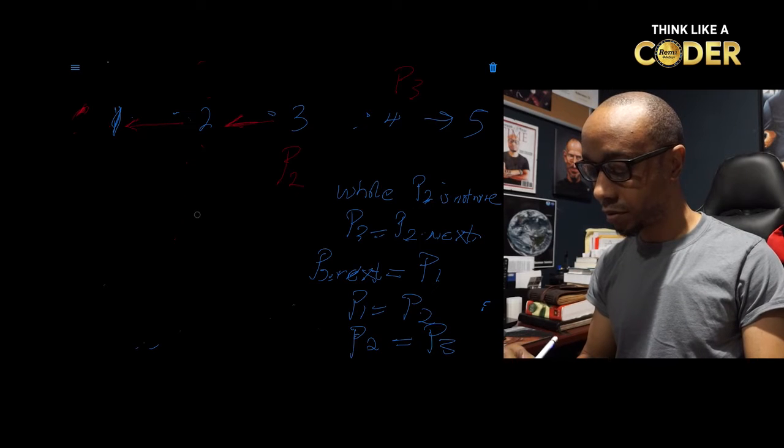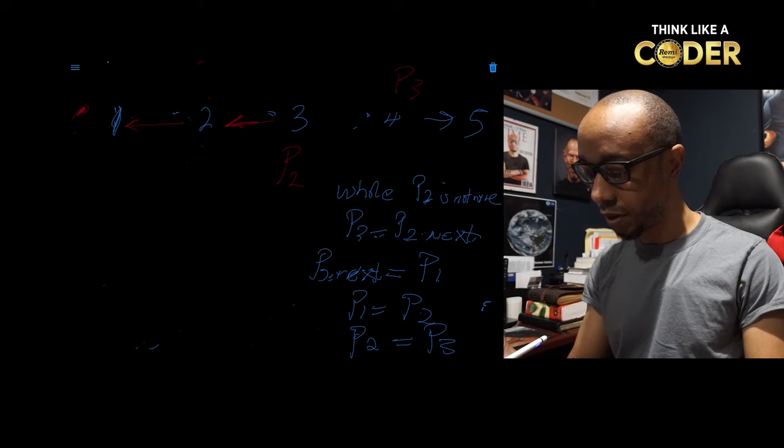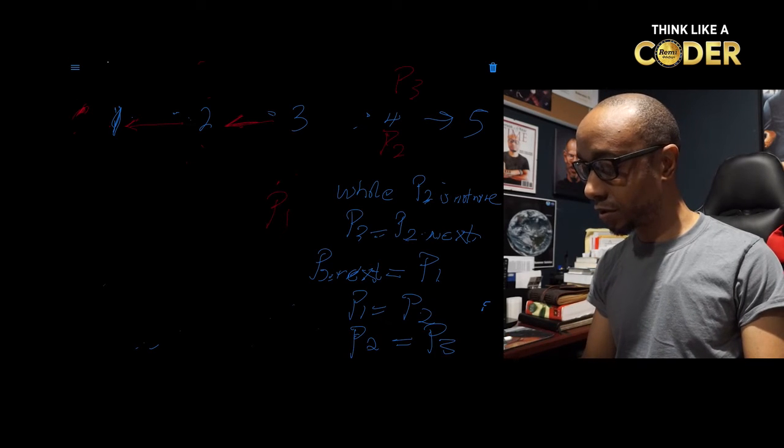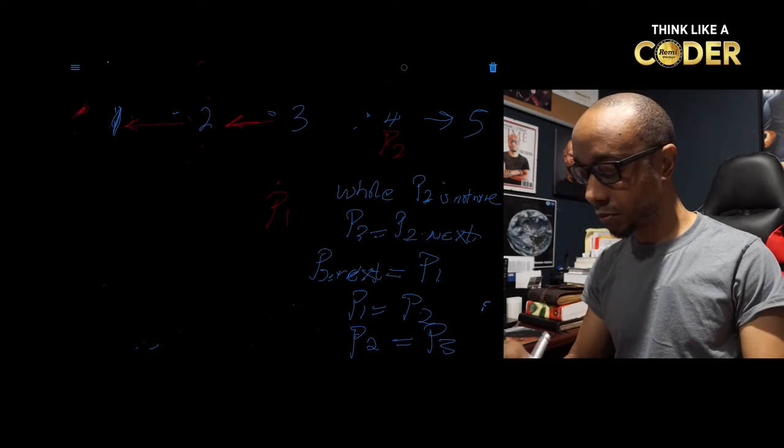p1 is equal to p2. So we take p1 here, and we move it to p2. And p2, we move it to p3. That's p2. So is p2 none? No, it's not none. So p3 is equal to p2.next once again. So this will be that p3.